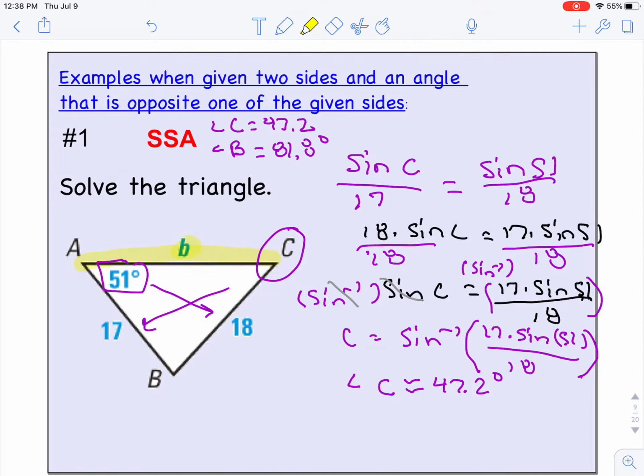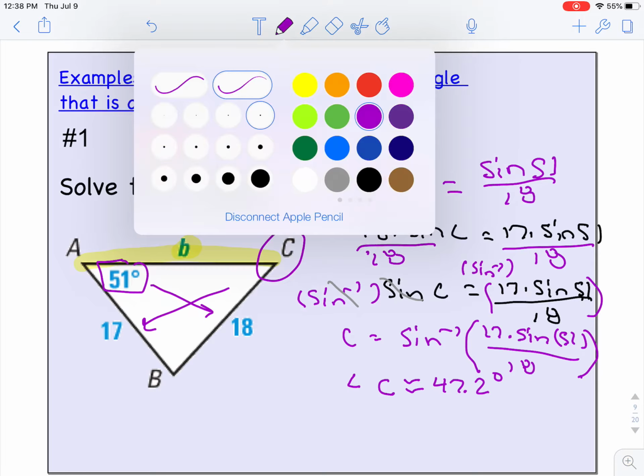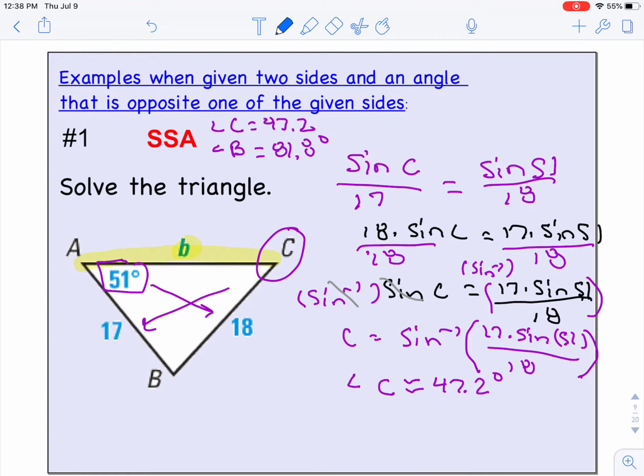So we found the two angles. The last thing we need to find is this side B right here. So again, now we're going to go back and do the process that we did in the last example. We already know that this is 81.8, we just found that. So we're going to set up the sine of 81.8 compared to its side B will be in the same ratio, and I'm going to go back to use my given, the sine of 51 over 18.